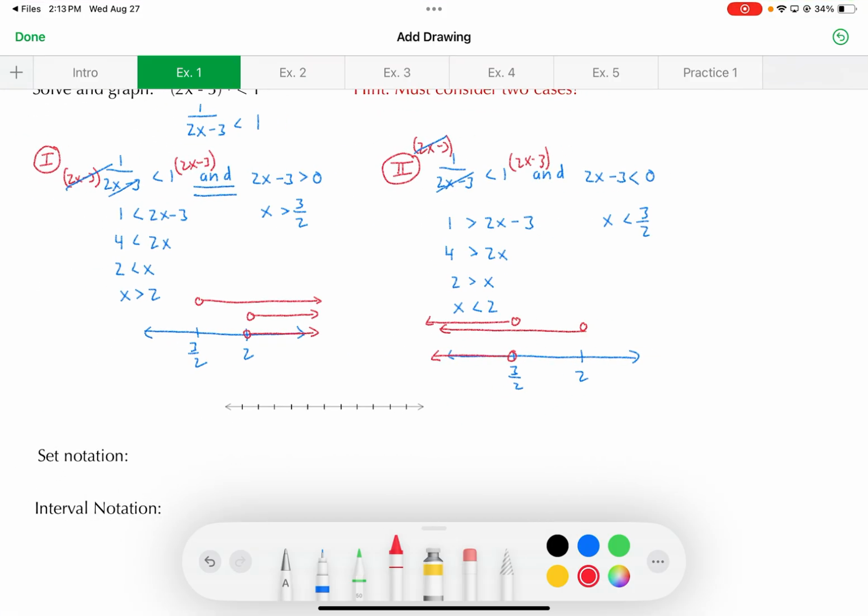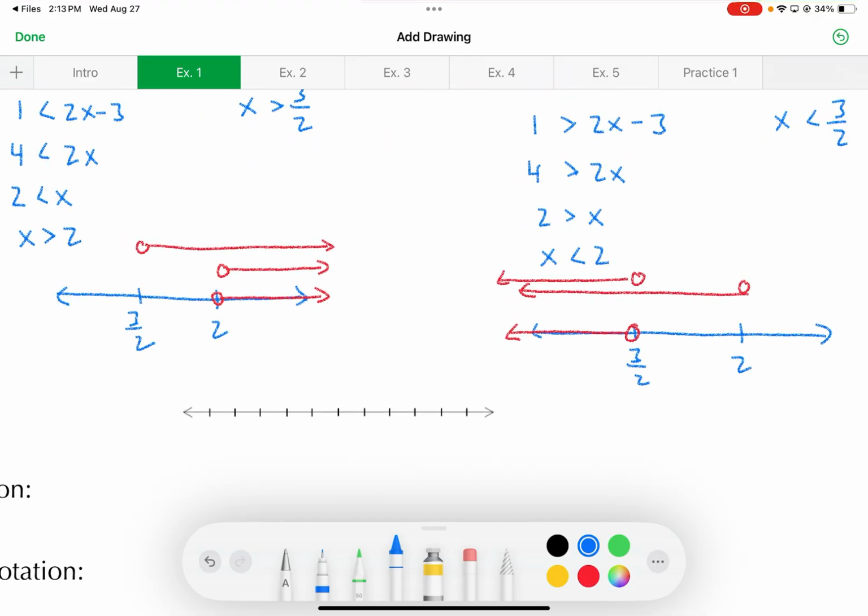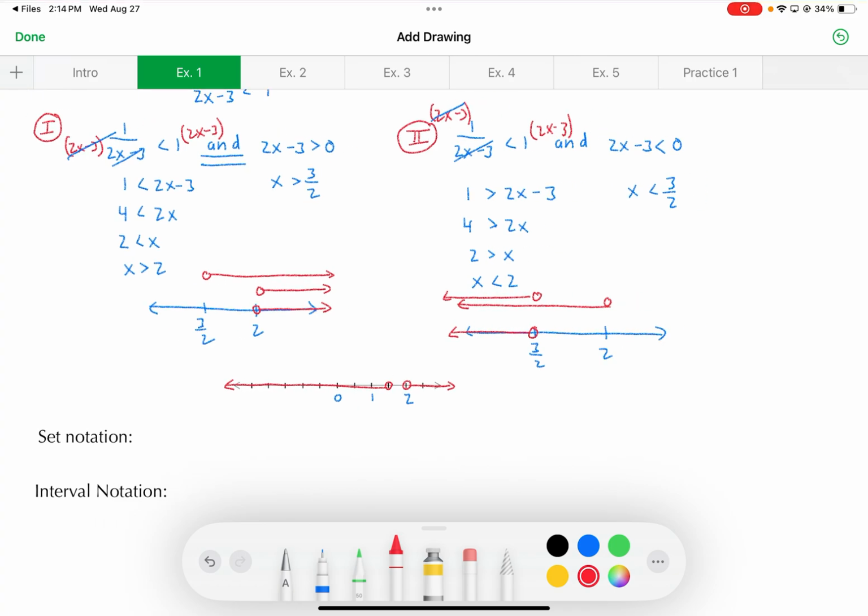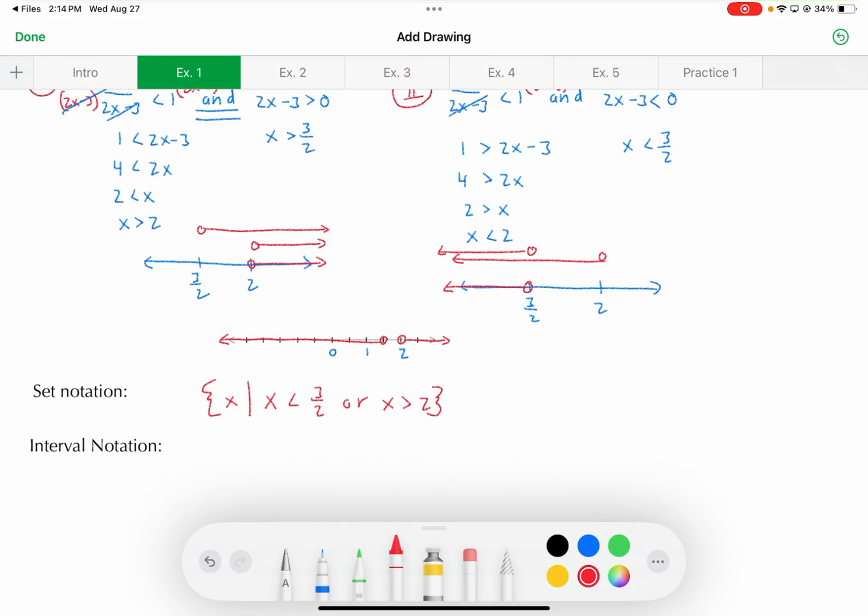And now we take the results from case 1 and case 2. We find the union of those. We bring them together for our final solution set. So that's what I'll put on this given number line here. Let's go 0, 1, 2. So the first half was x greater than 2. The second half was x is less than 3/2. Here we are. And then here's your equivalent interval notation.